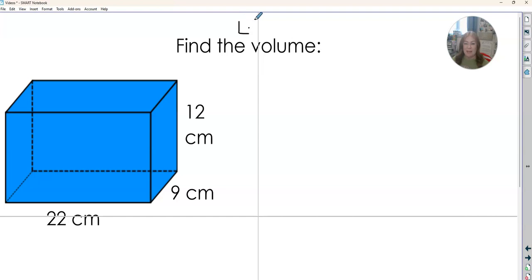So we do that by length times width times height. So the length is 22. So this is what I'd be writing on my paper, 22. The width is 9 times 9. The height is 12. So 22 times 9 times 12 will give us that volume. We label it centimeters cubed. So this is what you're writing on your paper. You can use the calculator to solve that problem.